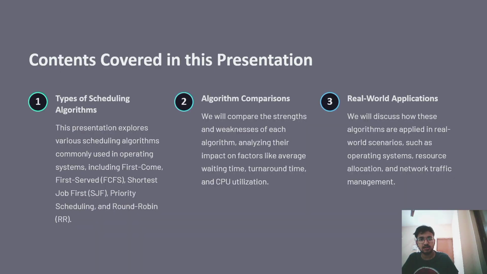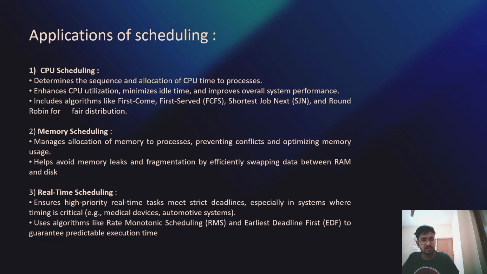So let's get started. These are the contents which are going to be covered: the first one is types of scheduling algorithms, which includes FCFS, SJF, and round robin. And there are a few algorithm comparisons. And finally, the main topic, which is the real world applications. So first we'll start with applications of scheduling. There are six applications which I have taken.